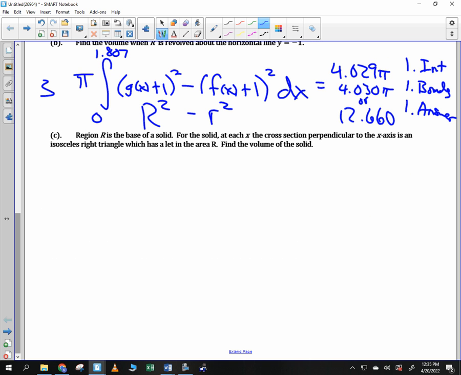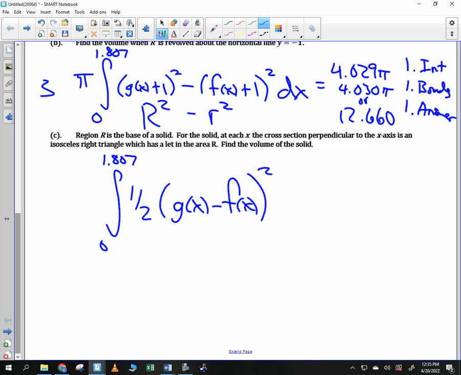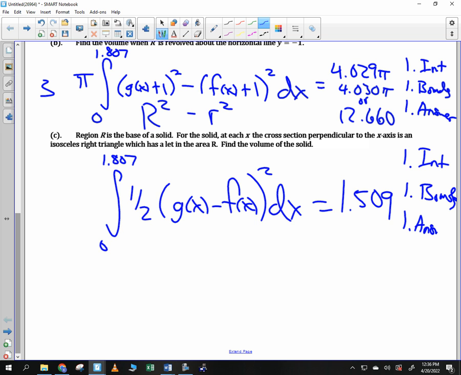The bottom one, region R is the base of a solid. You should have 0 to 1.807, 1/2 times g of x minus f of x, that quantity squared, dx. And it's equal to 1.509. 1 for the integral, 1 for the bounds, and 1 for the answer.